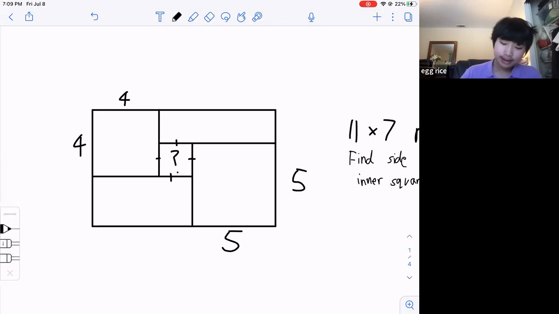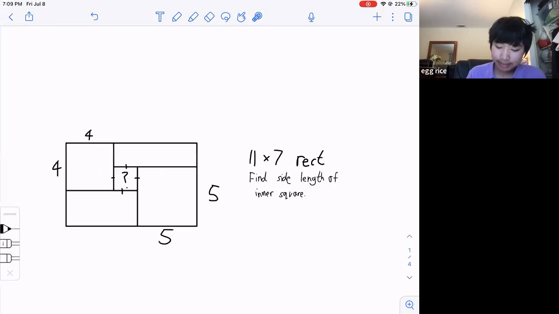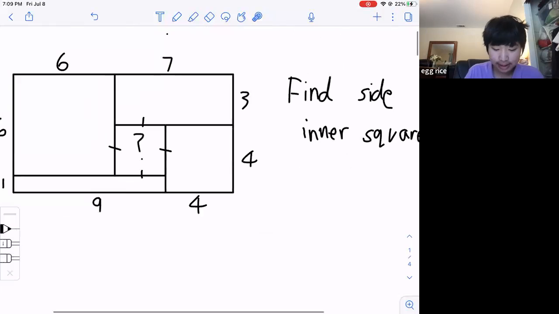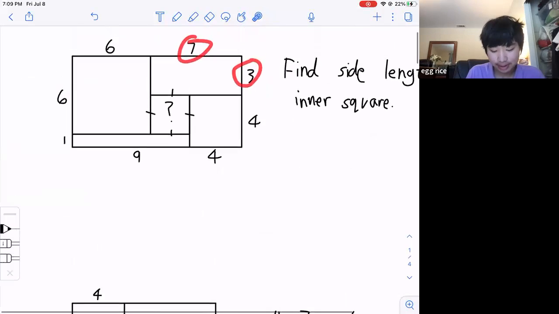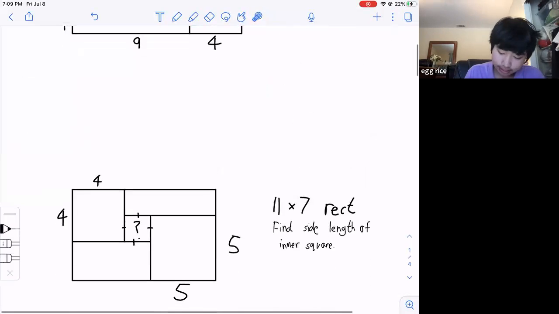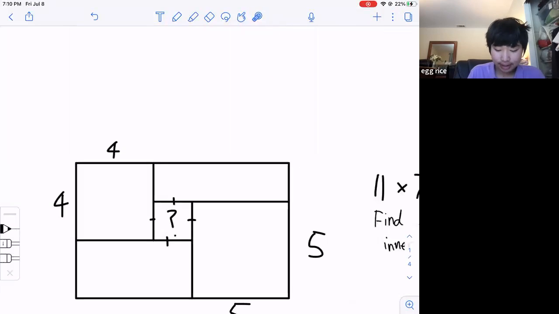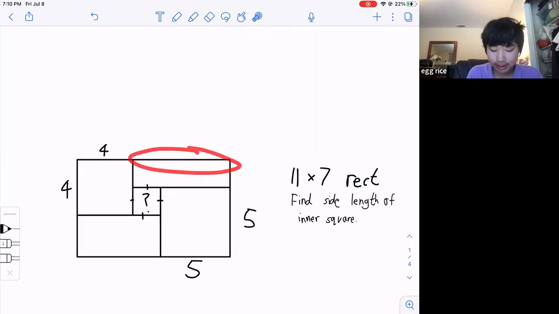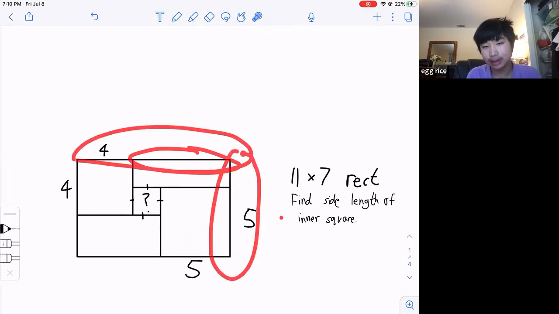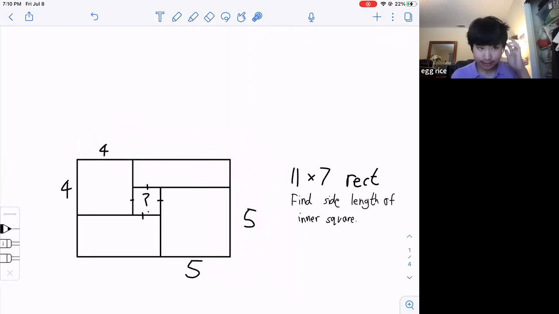So why don't we first try to find, remember on this question here, we know these lengths, right? And we can use those lengths to find this one. So why don't we try to find out what these lengths are? Because we know that the total length of this one is 11 and the total length of this one is 7. Can anyone see how we can figure out this length right here?